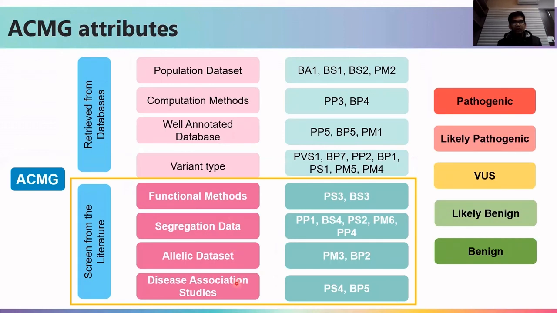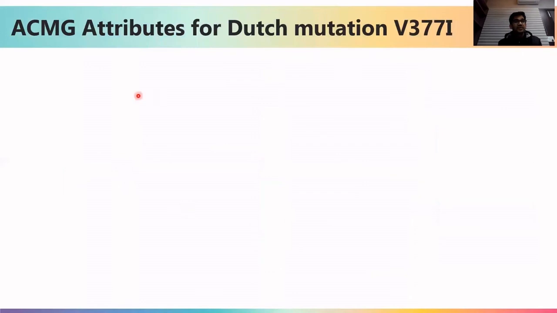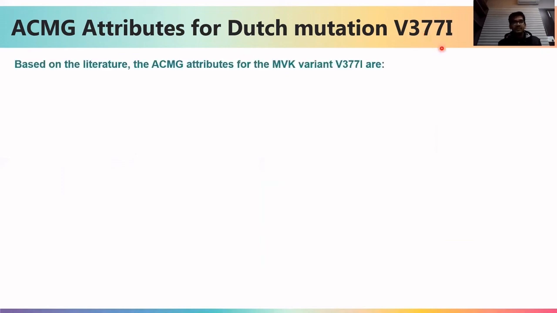Okay. So in this way, you can mark all the literature attributes. So this ends all the literature attributes, all the functional data, as well as the attributes which we have discussed. So let's go through one variant and see how you can mark all this evidence. Let's take one variant of the Dutch mutation, which is very popular. It's known as the Dutch mutation, that is V377I in the MVK gene.